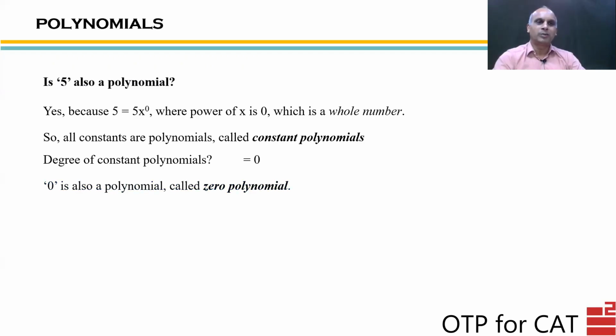Is 0 also a polynomial? Yes. And that is specifically known as the zero polynomial. But sadly, the degree of 0 is not defined. Why? You may argue here that 0 you can write as 0 into x to the power 0, and so the degree of the zero polynomial should be 0. But actually, if you observe a little more carefully, 0 you can also write as 0 into x to the power 1, or 0 into x to the power 2, or power 3. So that means 0 is the only polynomial which has no degree defined as such.